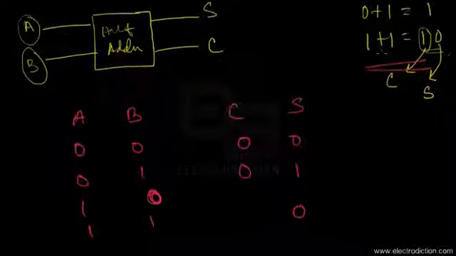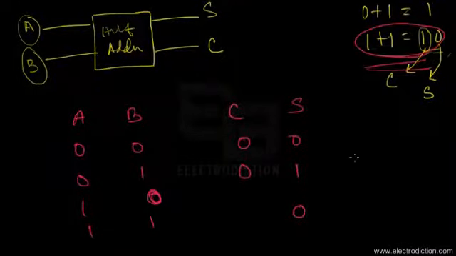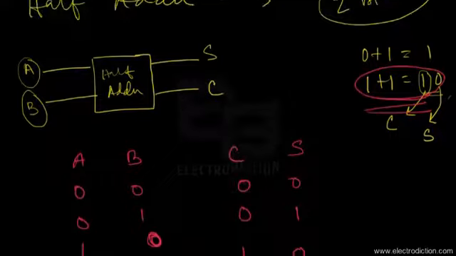As you all can see, in this situation, the sum bit becomes 0, as 1 plus 1 makes 10 in terms of digital arithmetic. So the sum bit becomes 0 and the carry bit becomes 1. So that's the truth table as obtained in the case of a half adder.